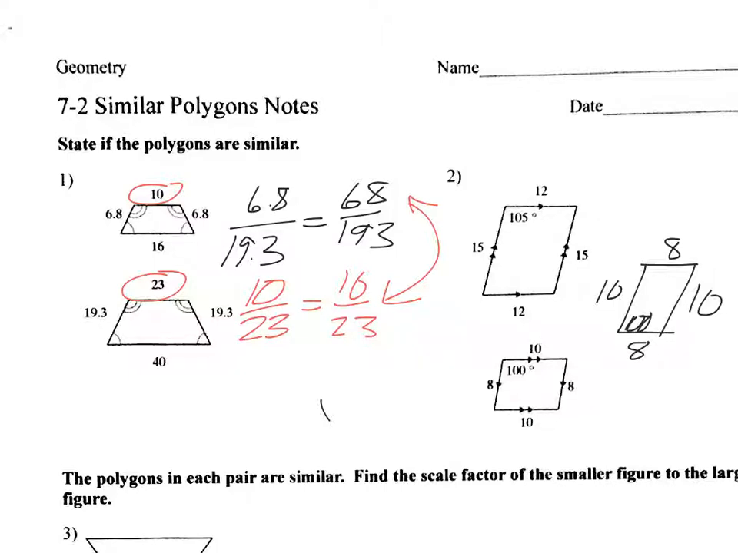Okay. Now, again, angles have to be congruent. So since these are parallel, remember, consecutive angles have to be 180. So that would be 75. Well, then I look, those angles don't line up. They're not the same. So no, those are not similar, sorry.